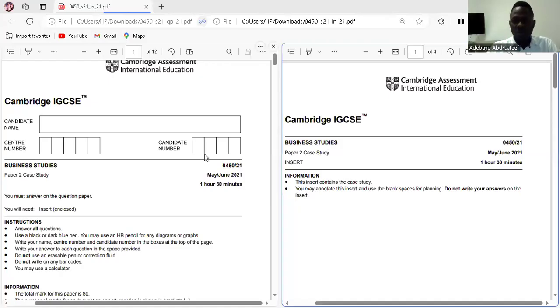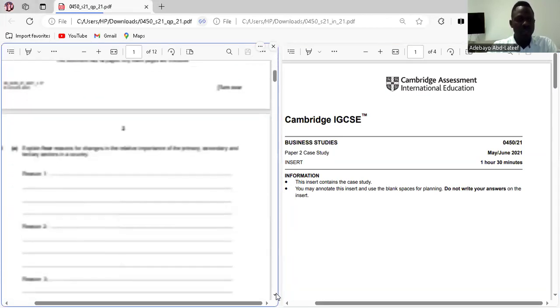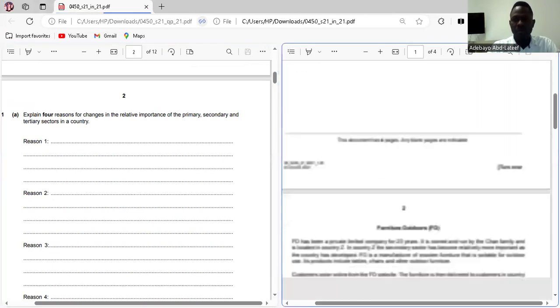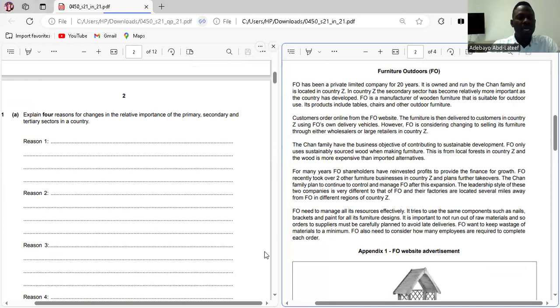We have paper 2, May/June 2021. We have the case study. Explain 4 reasons for changes in the relative importance of primary, secondary, and tertiary sectors in the country.